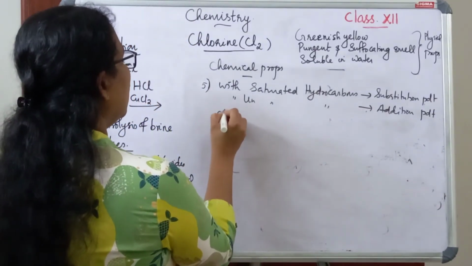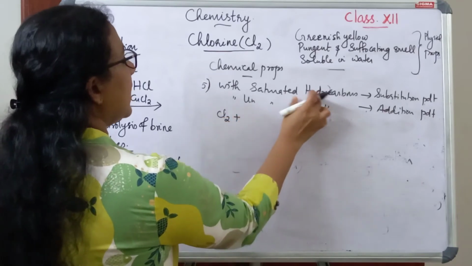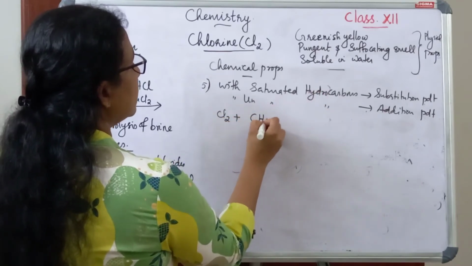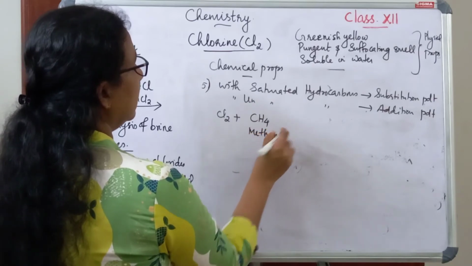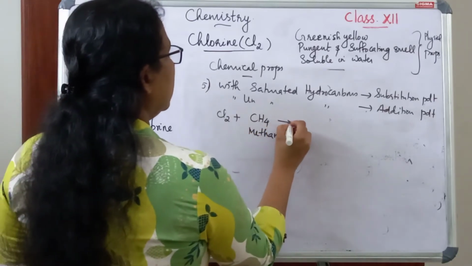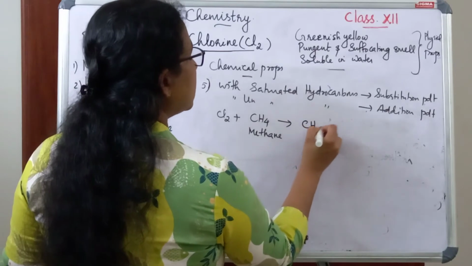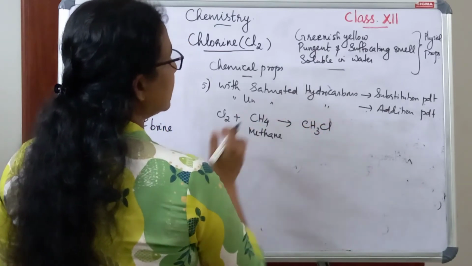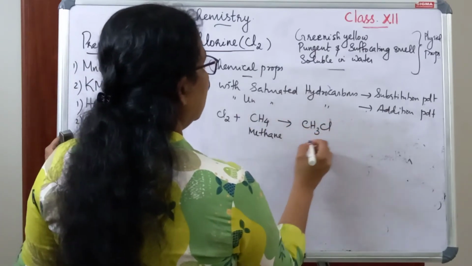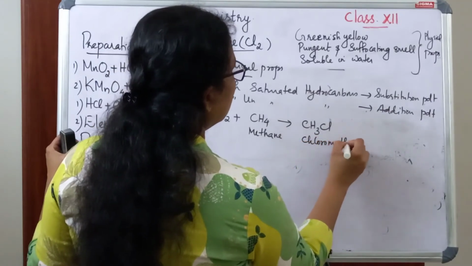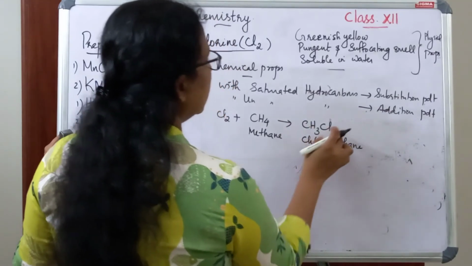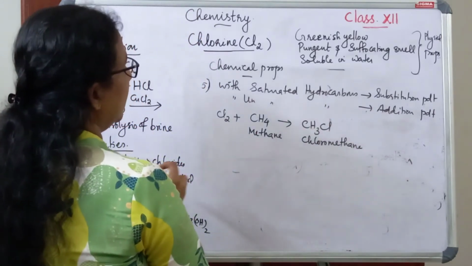When chlorine reacts with a saturated hydrocarbon, for example CH4, which is methane, an alkane, here we can expect a substitution product, CH3Cl, that is chloromethane. So this is a substitution product.